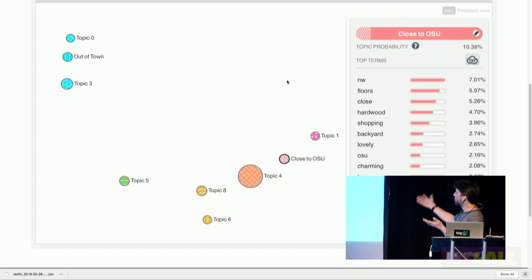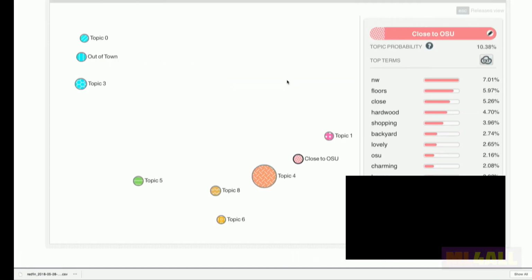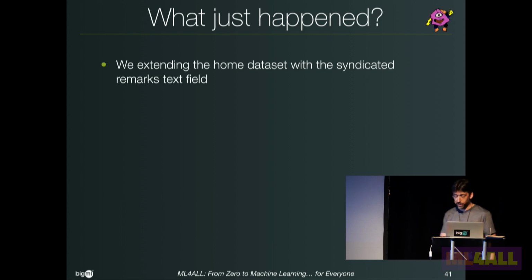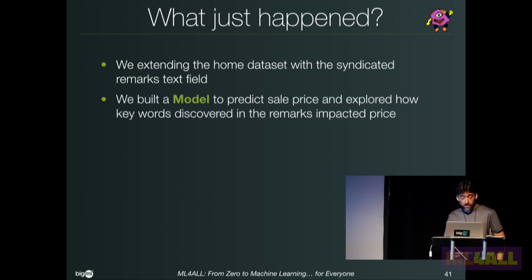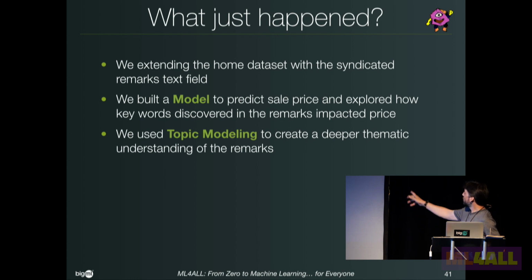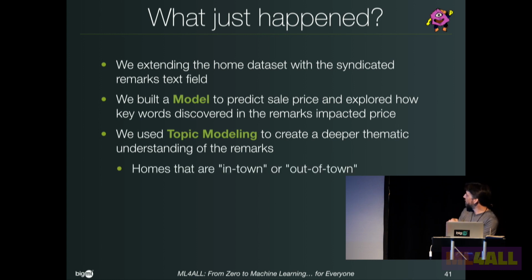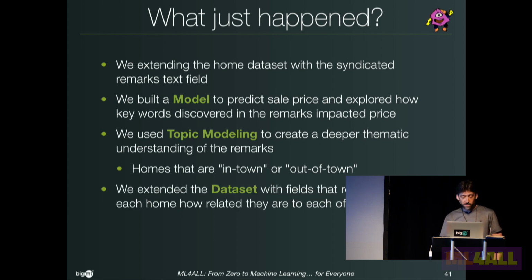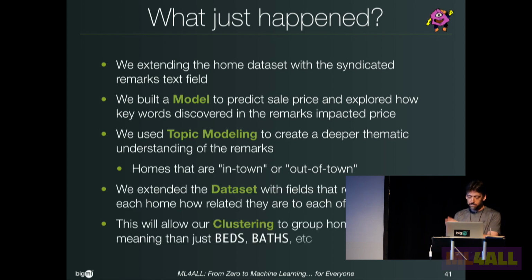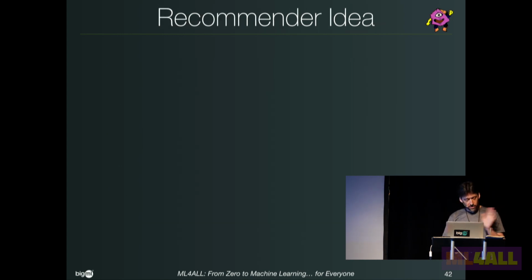All right, and we can continue experimenting with this and exploring these topics. You can now even put in a description, and it'll tell you the percentage of each topic that is assigned. We can get a deeper understanding of that thematic content. I know that was quick, sorry. So we extended the home data set with the syndicated remarks field. That took me a while, by the way. We built a model to predict the sale price and explored how these keywords discovered in the remarks impacted price. And we used topic modeling to create this deeper thematic understanding: homes that are in town, or out of town. I didn't quite do this part, but this will allow us to cluster homes by deeper meaning than beds and bathrooms.